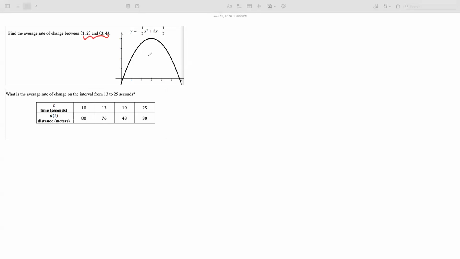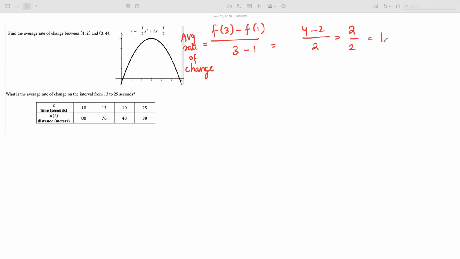It's very easy. So here you will find out f of 3 minus f of 1 divided by 3 minus 1. That is your average rate of change. So that would be 4 minus 2 by 2. So 2 by 2, which is 1.